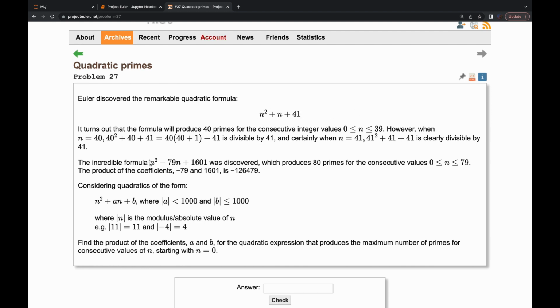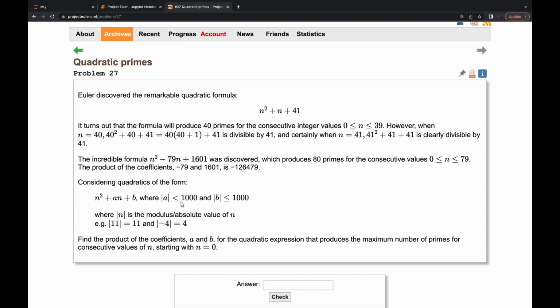However, there is another incredible formula found, where it says n squared minus 79n plus 1601. In this case, we can prove that for n equal to 0 to 79, that means a total of 80 consecutive primes. However, if you make n equal to 80, this will no longer be a prime. Here you have noticed that a and b can be both positive and negative values, however they will be integers. So in this case, the modulus of a is less than 1000. That means a can be positive and negative.